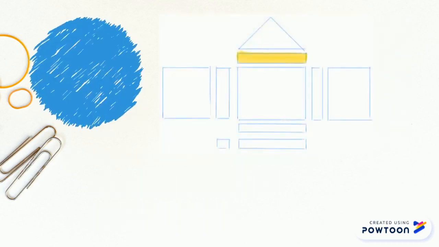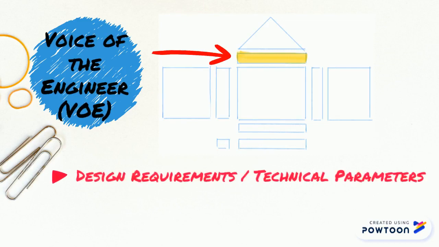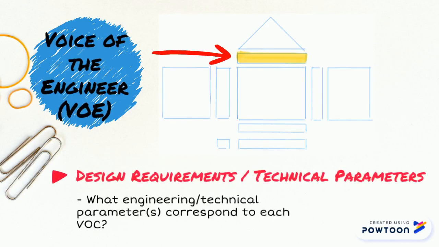Next, the Voice of the Engineer or VOE room. Here we ask, how do we translate customer requirements to engineering or technical parameters? These parameters have to be measurable, else it will be difficult to set targets for each of them and determine the extent to which they are achieved.